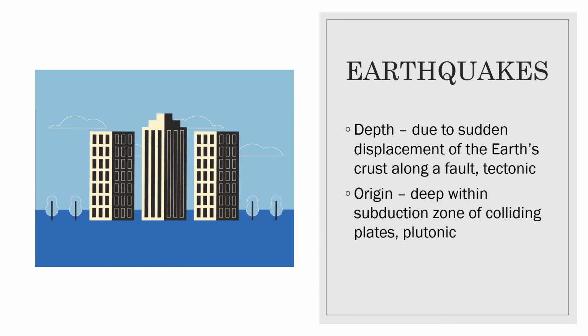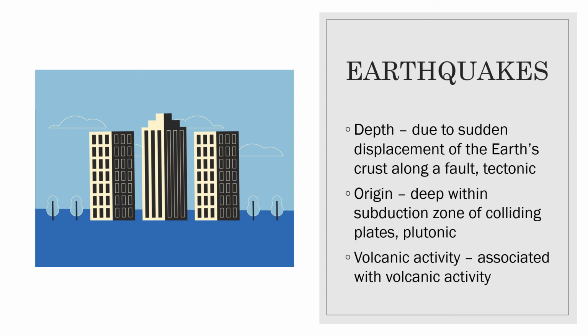Next, origin. If the earthquakes occur deep within the subduction zone of colliding plates, they are referred to as plutonic earthquakes. And then finally, volcanic activity. Earthquakes associated with volcanic activities are called volcanic earthquakes. The 1911 earthquake felt in Manila and southern Luzon is volcanic in type. These were due to the eruption of the Taal volcano.